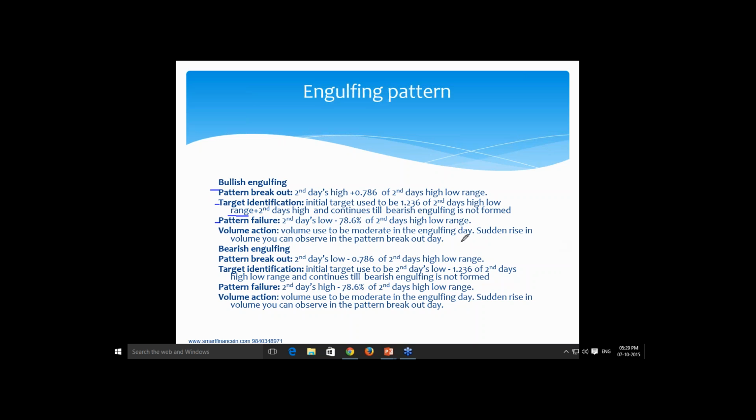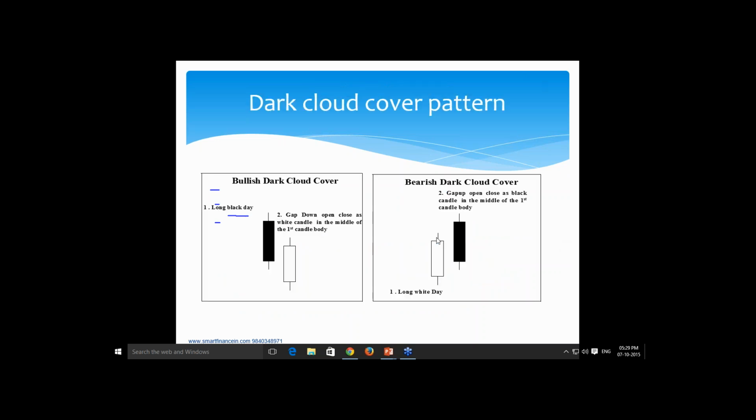In the same way you have bearish patterns also, as I told. Now moving to the next pattern, which is bullish dark cloud cover and bearish dark cloud cover. So here what happens? You have a long black day or red day. There is a gap down opening, but the closing will be higher than the opening, so it will be a blue day. So this is bullish dark cloud cover. The other way around is bearish dark cloud cover.